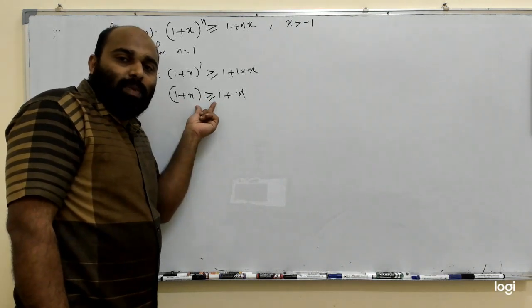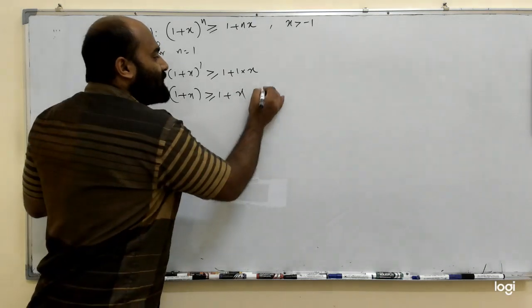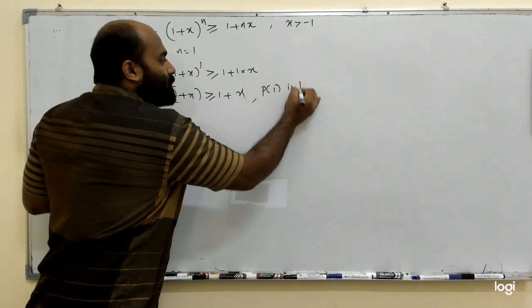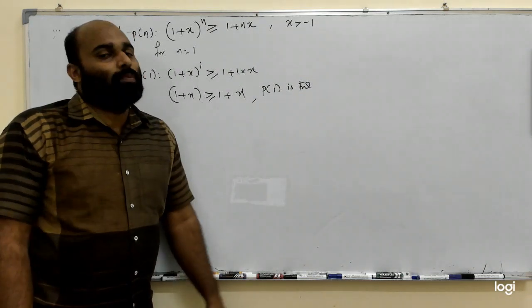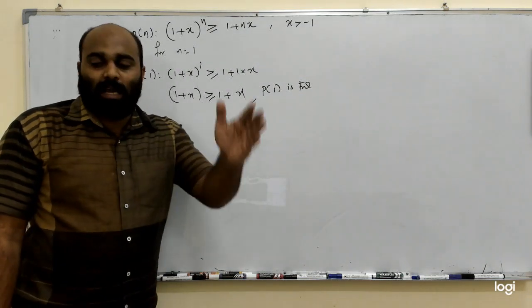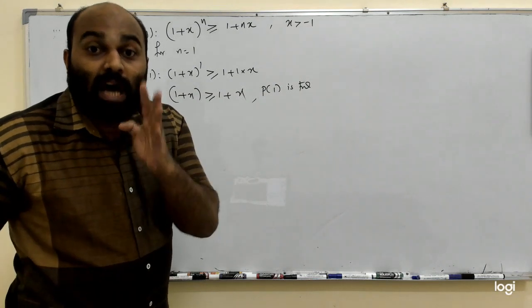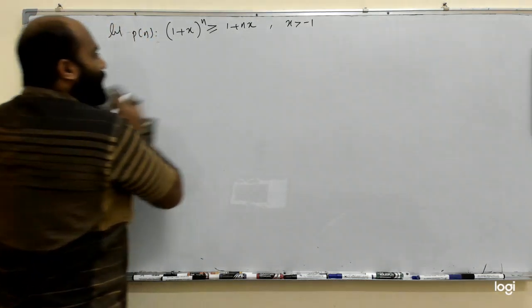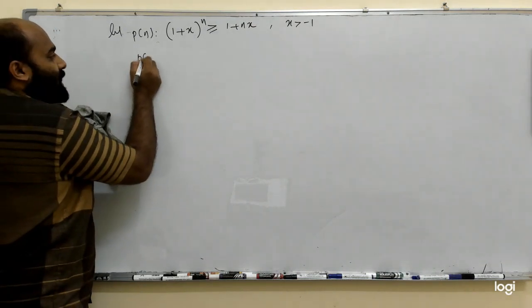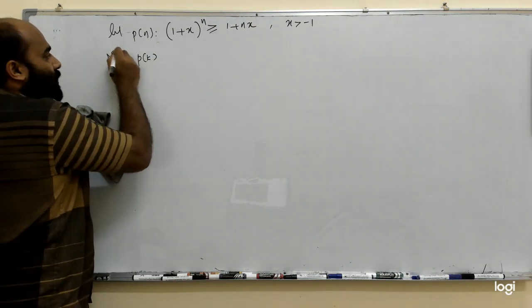Anyway, it became equal. So what can we say? P of 1 is true. P of 1 is true. I hope you understood. First part is over. Next, second part. What is the second part? Assumption. Assume that P of k is true for some positive integer k. This is our assumption, don't forget.